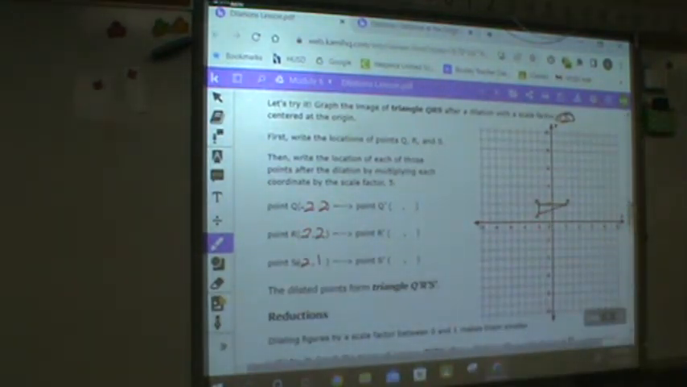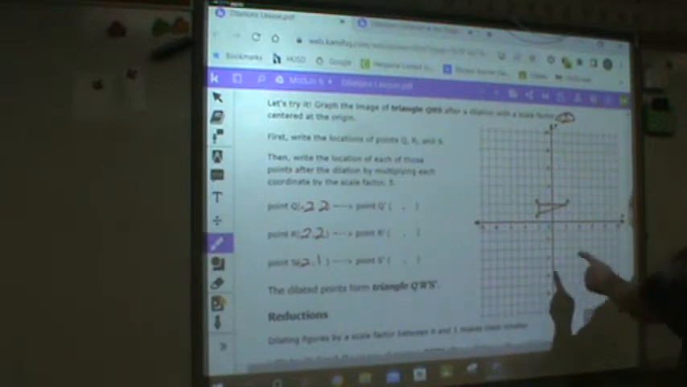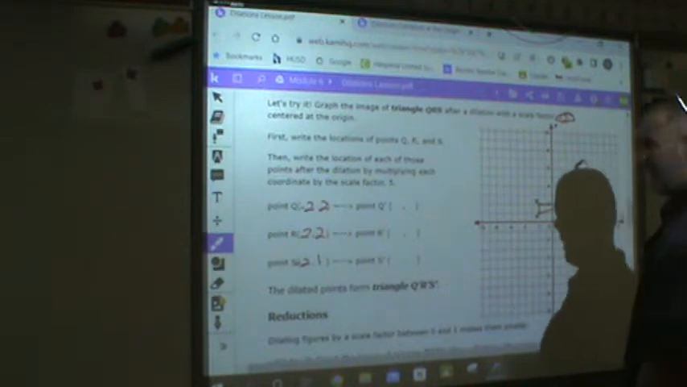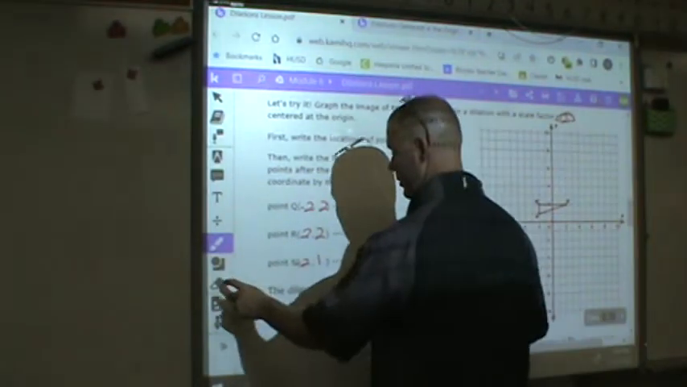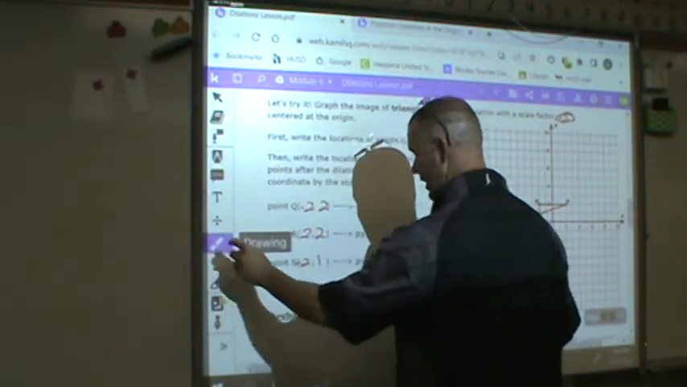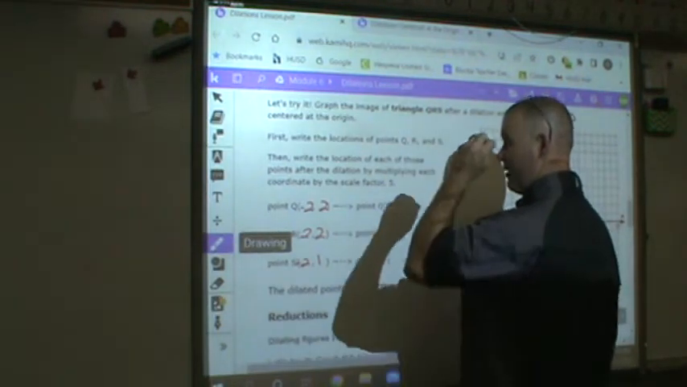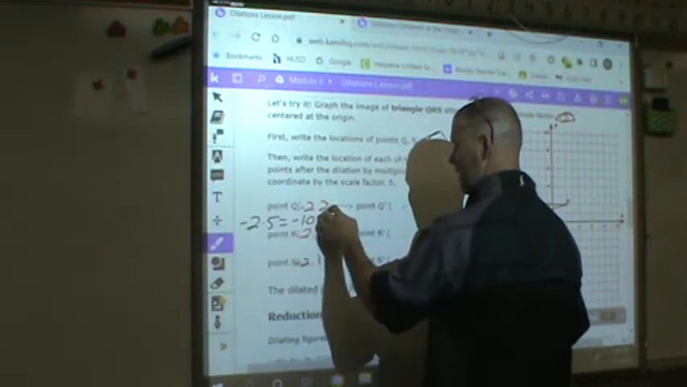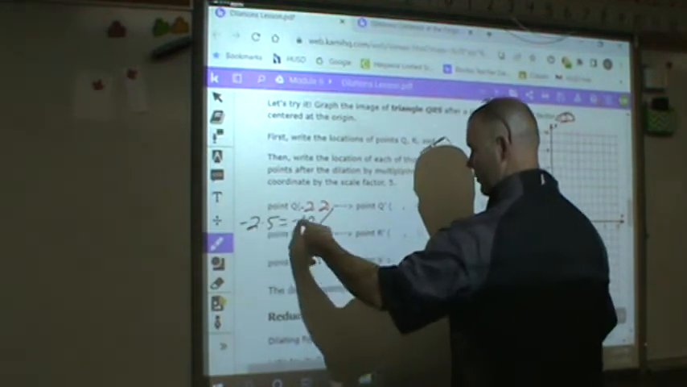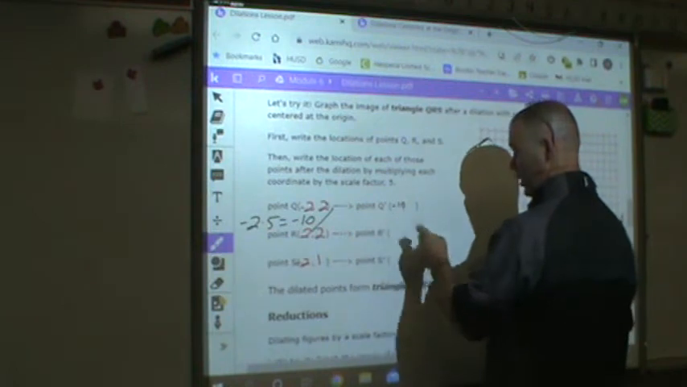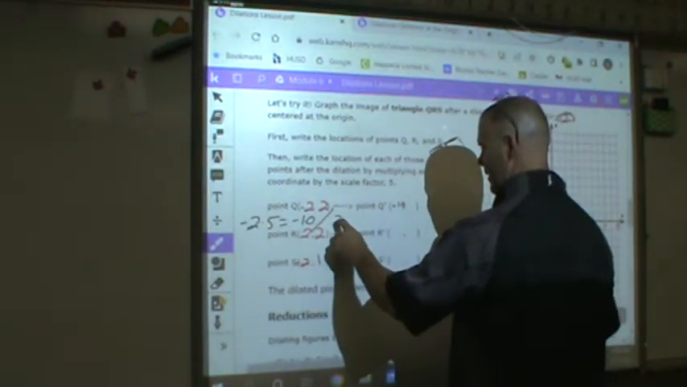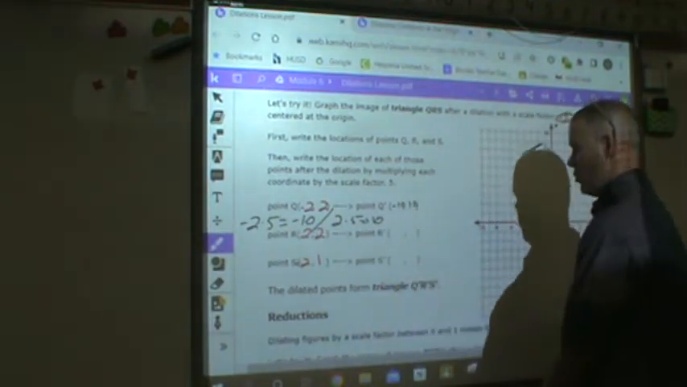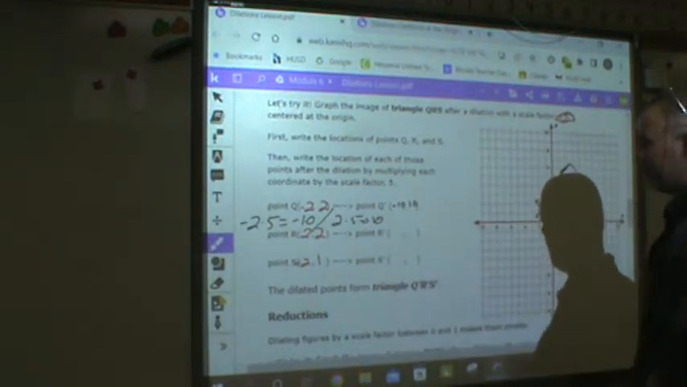Dilate each by a scale factor of 5. I want to make this triangle 5 times the size from the origin. How am I going to do that? It's pretty simple. Every x and y value gets dilated by 5. Negative 2 times 5 equals negative 10. That is my work for my x value, where Q prime is going to be, negative 10. 2 times 5 equals 10. So Q prime goes to negative 10 and 10.